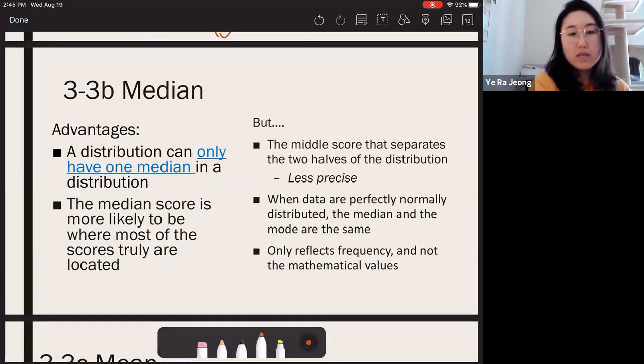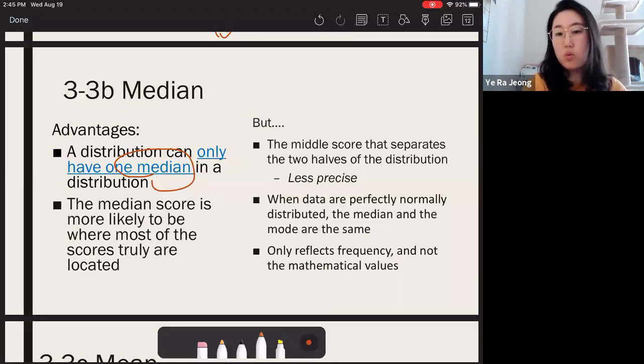So the median is an improvement from mode because each distribution, each set of raw data, can only have one median. So you won't run into the same problem that you saw with mode when you have multiple highest frequency scores. Okay. And the median score tends to be where most of the scores truly are located because it's also at the 50th percentile. But the problem is, just looking at the geographically middle point of the distribution is not the most precise way of summarizing the data.